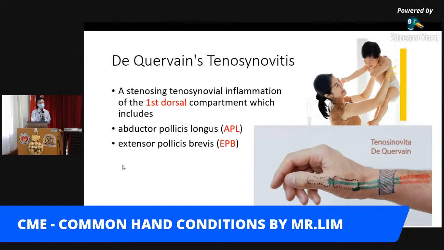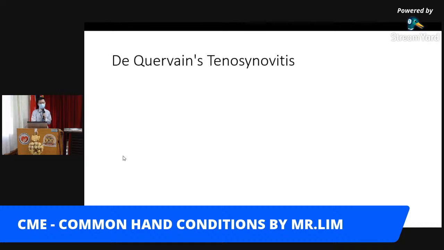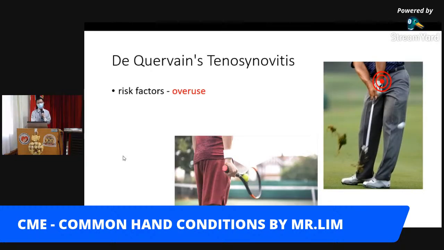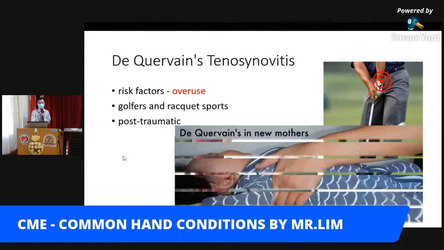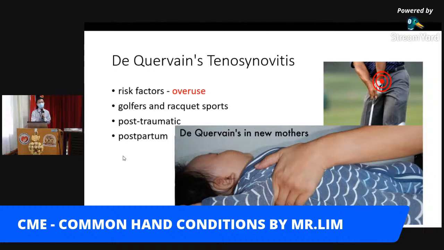The first dorsal compartment has APL and EPB, which are colored here. So these are the tendons that get inflamed and cause the patient's symptoms. The risk factors are overuse, golfers, racket sports, trauma, and new mothers. This is not a very suggestive way to lift the babies because it really strains the first dorsal compartment a lot.